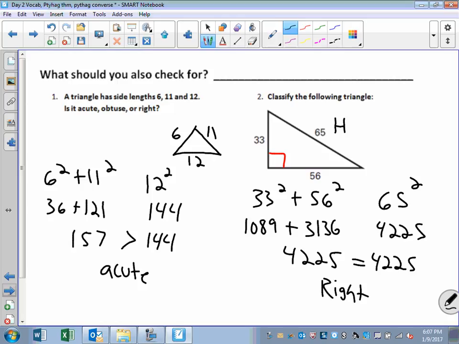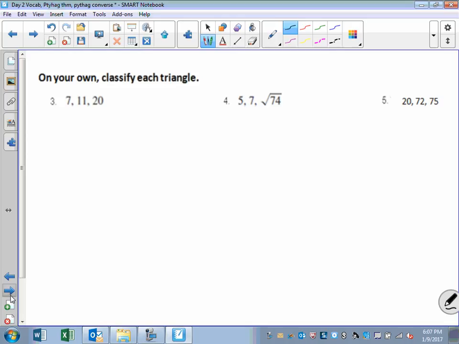Now do the 3 at the bottom on your own. Again, remember if you have, like in number 4, the square root of 74, so when you do the square root of 74 squared, that's just going to be 74. You don't do 74 squared. The answer is just 74. So use that as a hint to figure out whether the triangles are acute, obtuse, or right.